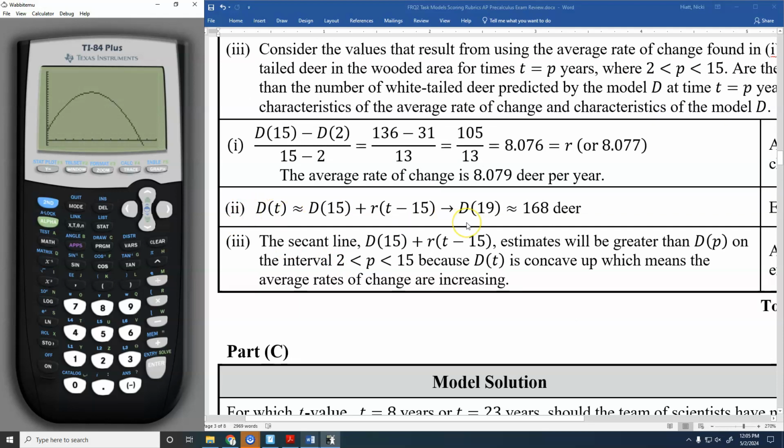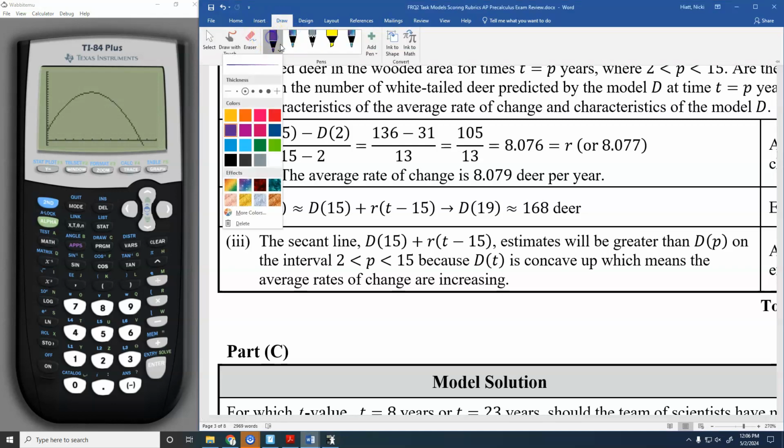For part 2, again, I probably would not have written it this way. I probably would have said 136 plus 8.076 times 4, because from 15 to 19 would be 4 years. Or you could use D of 2, and it would be 17 that you'd be plugging in there. Now, he does round this. It doesn't specifically say to give a rounded answer, so I would do it this way.